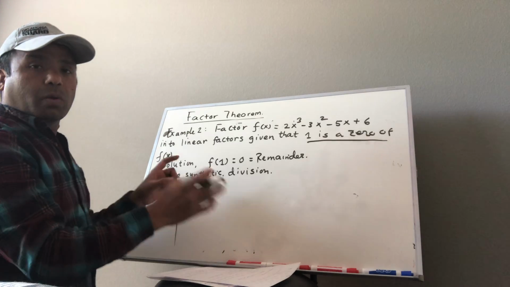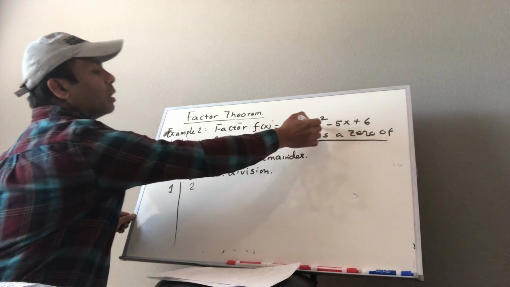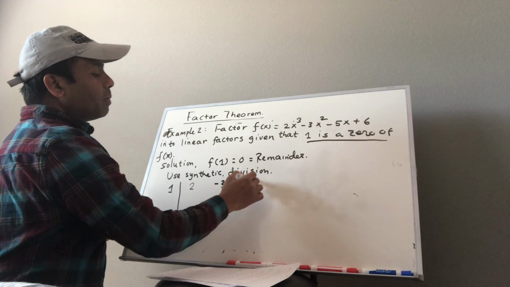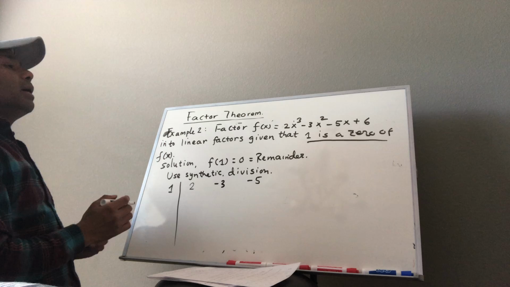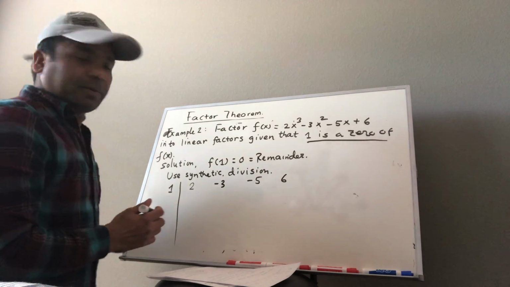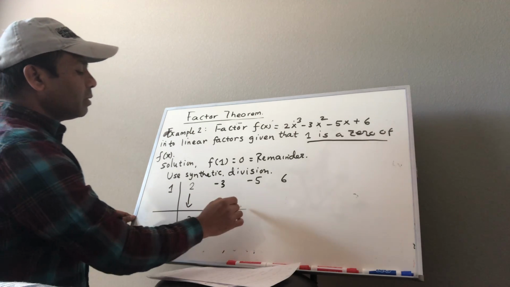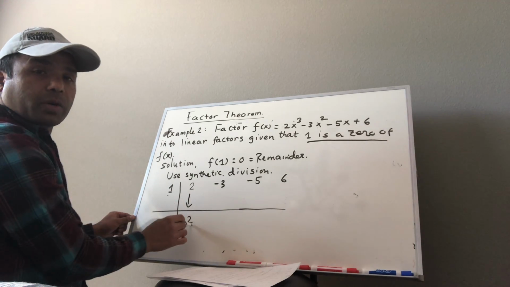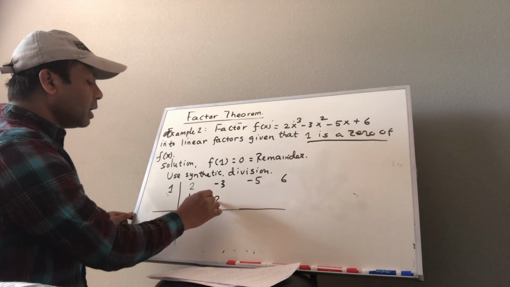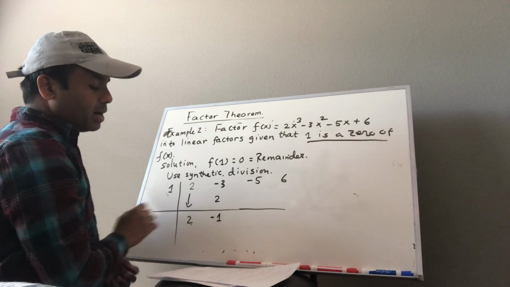So you list the coefficients. The coefficient of x cubed is 2, the coefficient of x squared is negative 3, the coefficient of x is negative 5, right? And the constant term is 6. Good. And then you bring it down. This is 2. You multiply 1 with 2. 1 times 2 is 2, right below negative 3. You combine negative 3 and 2, which is negative 1.